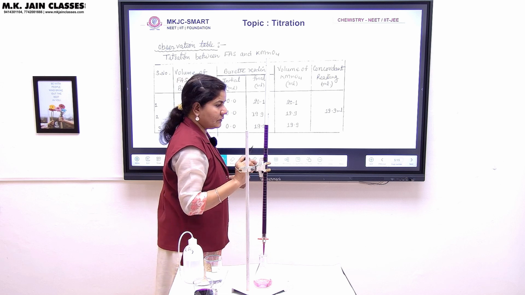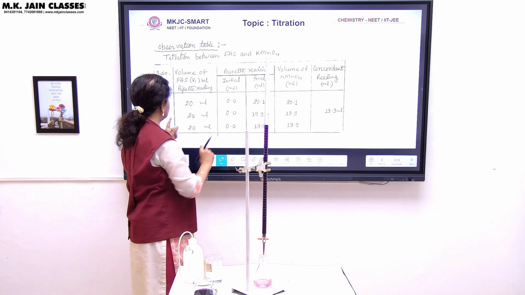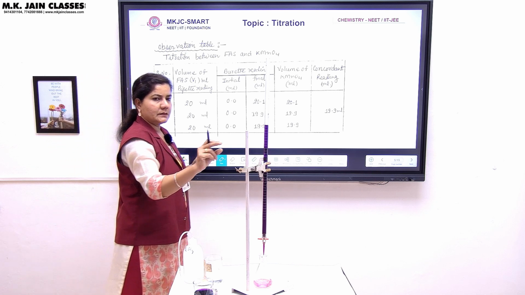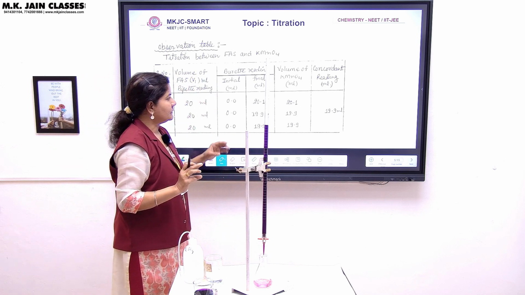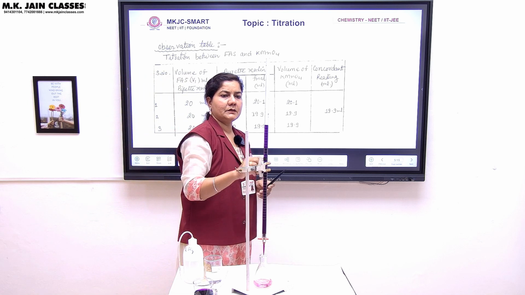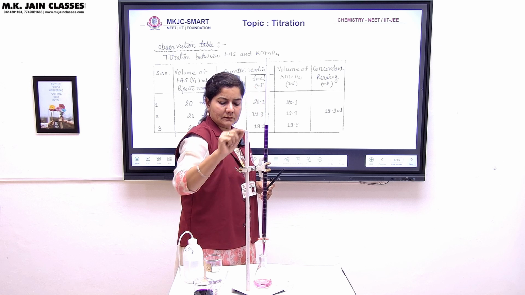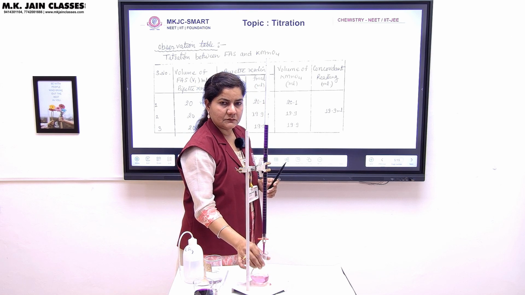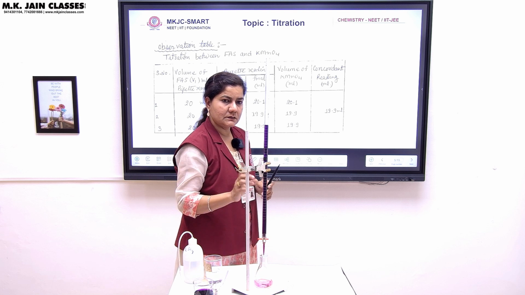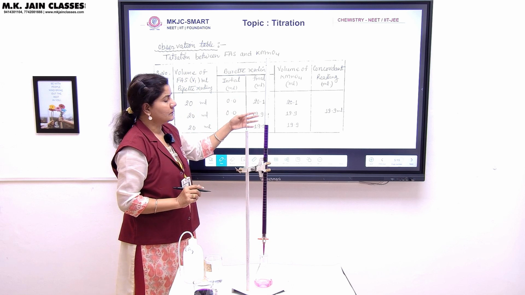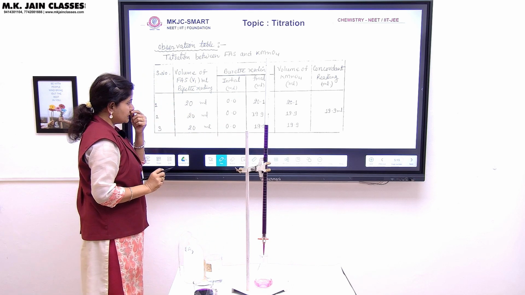The rough reading always write in the first serial number. Now we get the concordant reading, that is 19.9. So we perform this experiment 3 times. All 3 times we fill the burette till the 0, then fill this conical flask with the ferrous ammonium sulfate along with sulfuric acid. So 3 times we perform this practical and we get these numbers or digits.